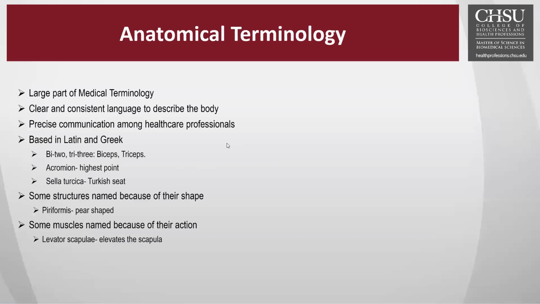Now let's think about anatomical terminology. It's a large part of medical terminology. Again, this is how healthcare professionals communicate. We use objective language in order to reference different parts of the body. It's clear and it's consistent so that there's no error or room for misinterpretation. A lot of the terms are going to be based in Latin and Greek. And so if you think about the origin of some of these words, like bi meaning two, tri meaning three, this will help us understand the morphology or the way that certain muscles appear, right?